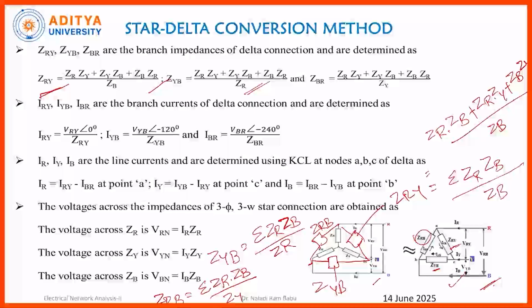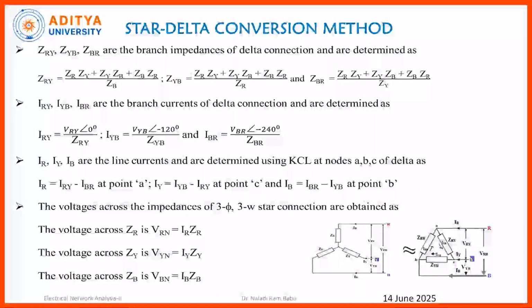Therefore ZRB is given by ZR into ZY plus ZY into ZB plus ZB into ZR divided by ZY. That means we have calculated the total impedances in delta connections. From star we have calculated the values of impedances in delta, and after that we need to calculate the values of line currents and phase currents and line voltages and phase voltages. Now we will look at them one by one.